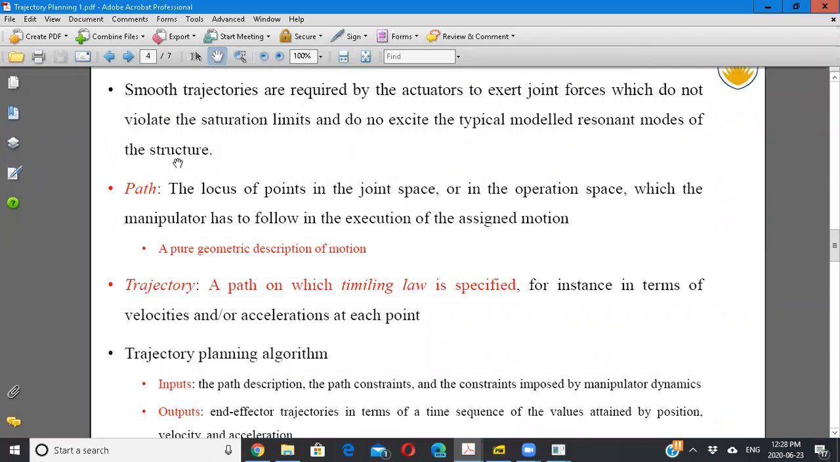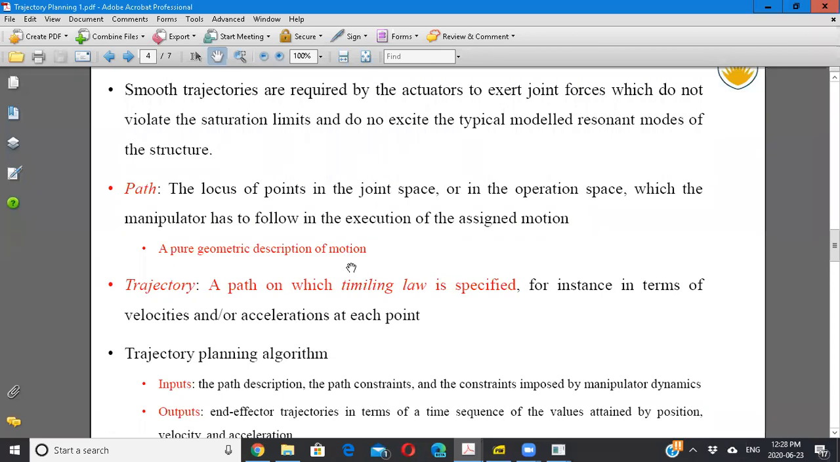The path is the locus, the collection of points in joint space or in the operational space. It's the geometry, a collection of points that the manipulator has to follow in the execution of the assigned motion. It's a pure geometric description of motion. We don't care whether we achieve that path in 1 second or 2 seconds. We just care that we have followed that path.